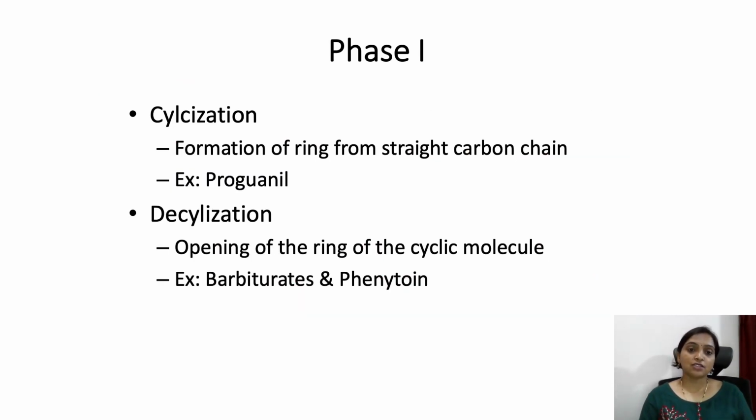Cyclization and decyclization reactions are also phase 1 reactions. Cyclization is a process where a ring is formed from a straight carbon chain. Okay, and this occurs with proguanil, which is an anti-malarial drug. Decyclization is a process where a cyclic ring-like structure is opened up. Okay, opening of ring of cyclic molecule. So this occurs in case of barbiturates and phenytoin. Alteration in this chemical structure also deactivates the drug.